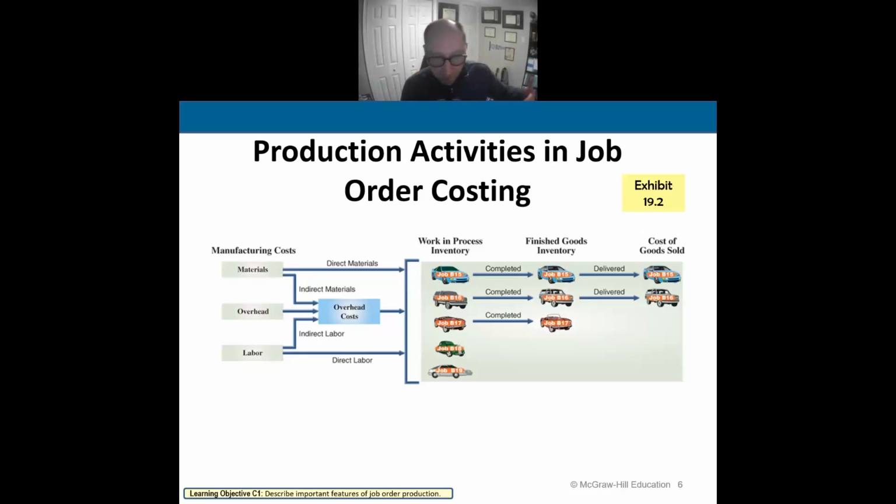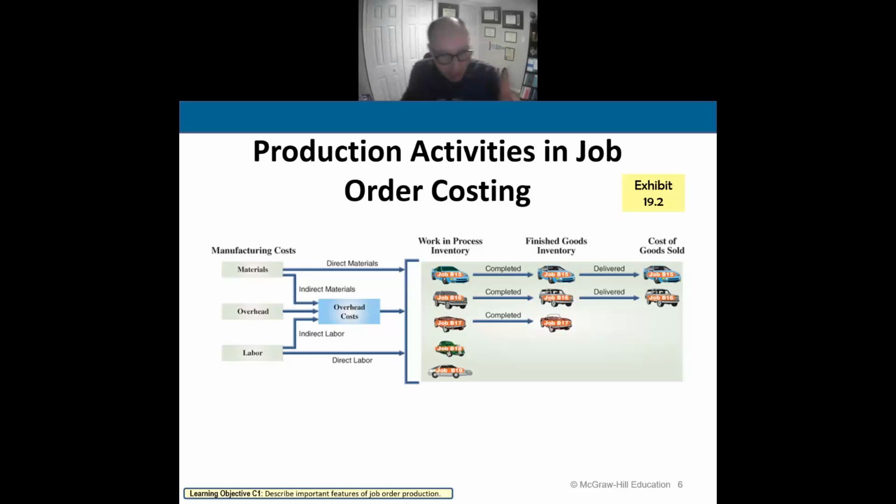I'm also going to use a little labor and a little overhead at each stage in the work in process. So each department of work in process, as the car is moving down the assembly line, I'm adding a little bit more materials, a little bit more labor, and a little bit more overhead at each stage as the car moves down the assembly line. That's work in process, until that car rolls off the assembly line and becomes finished goods inventory. And then when the customer accepts delivery of their car, it becomes cost of goods sold.